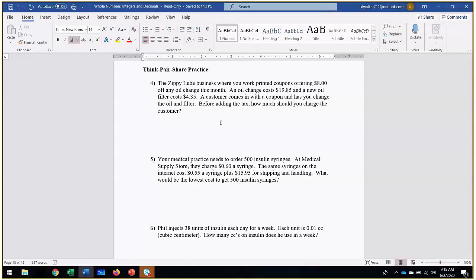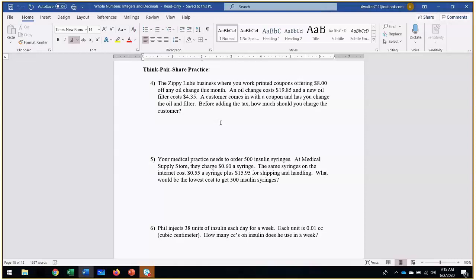All right, so it says here, the Zippy Lube business where you work printed a coupon offering $8 off any oil change. An oil change costs $19.85 and a new oil filter is $4.35. A customer comes in with a coupon and has you change the oil and filter before any tax. How much should you charge?